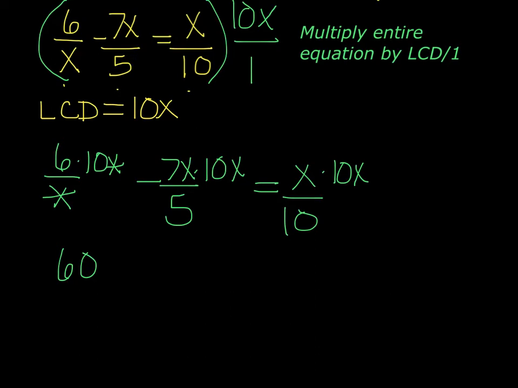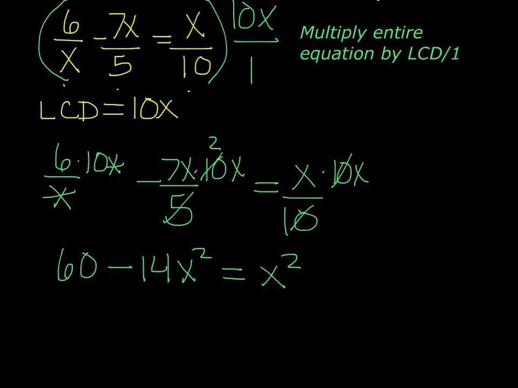7x times 10 divided by 5. 10 over 5 is 2, so that's 14x squared. And x times 10x, divided by 10, that's just x squared. So I have 60 minus 14x squared equals x squared.